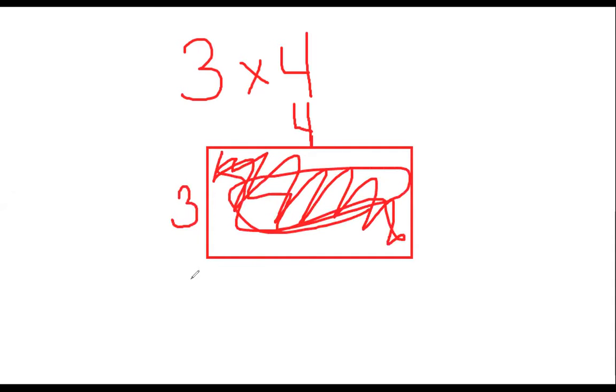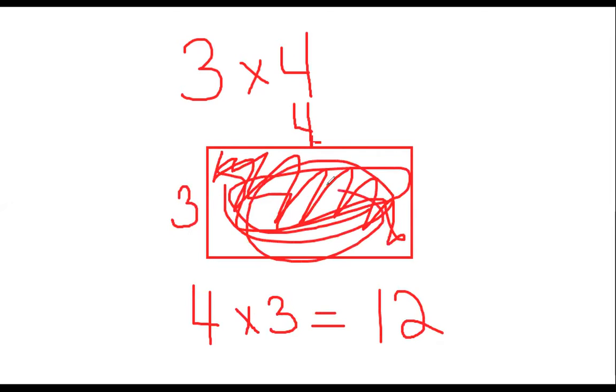So to find that, I multiply 4 times 3 or 3 times 4. It doesn't matter because of the commutative property. And I know 3 times 4 is 12. So showing an area model just means drawing this box here and showing that you understand that 4 times 3 represents the space inside this shape.